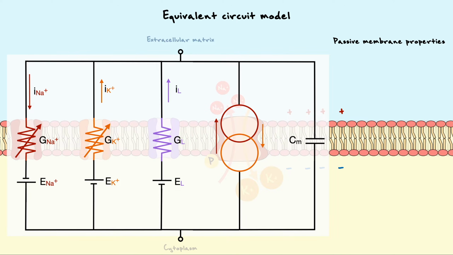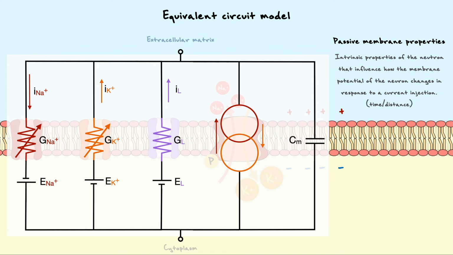To generally describe them, passive membrane properties are intrinsic properties of the neuron that influence how the membrane potential of the neuron will change in response to a current injection as a function of time and distance. We have already seen two of the three properties. The first property is the membrane capacitance.